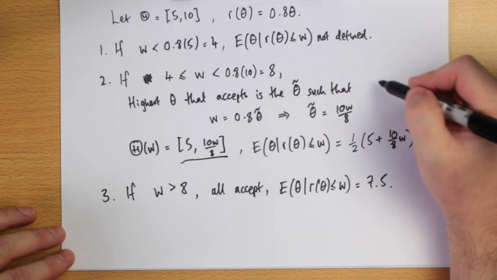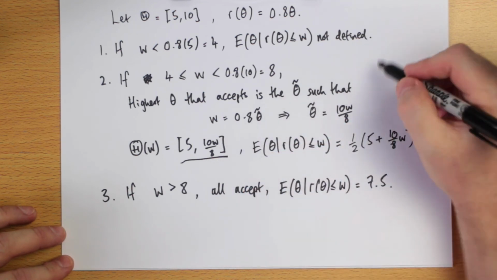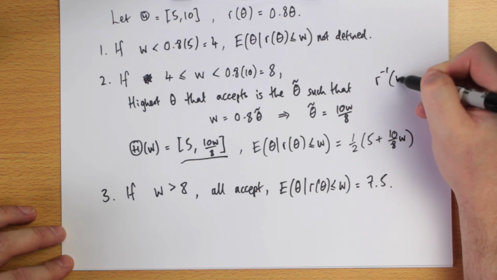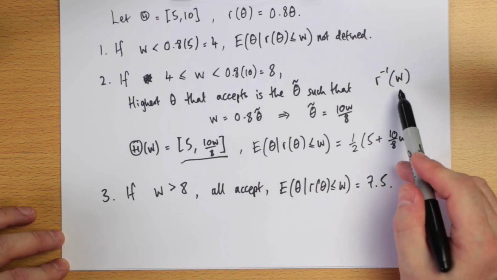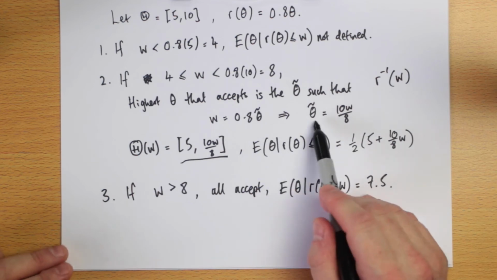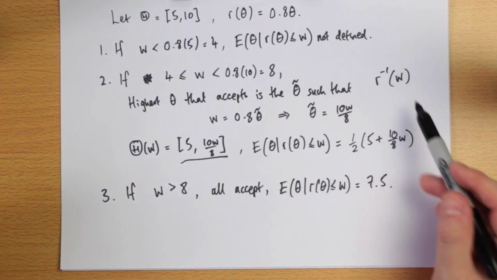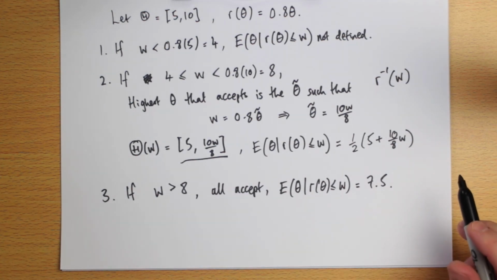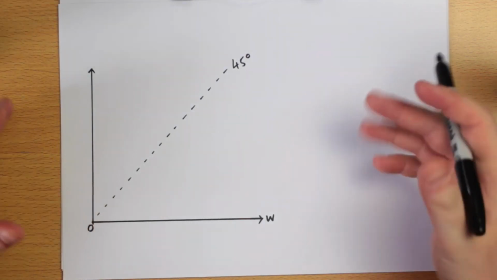In general, if you had a function r, this value here is essentially r to the minus 1 of w. That's how we got this. So I inverted the reservation wage function to find theta tilde. If you had a different reservation wage function, that's how you would handle it. So let's produce a diagram of this. Before we look at the equilibrium, let's produce a diagram.